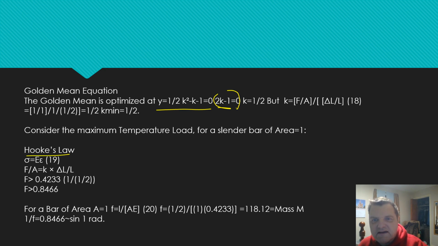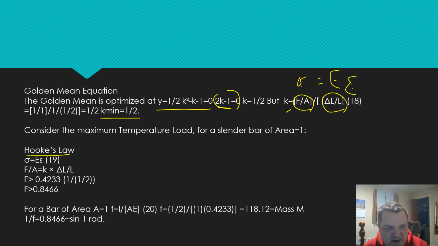sigma equals E. This is the stress, this is the strain, and this is Young's modulus. So this is force over area, which is right there. Strain is delta L over L. So the stiffness E or K, represented by Young's modulus, is equal to F over A divided by delta L over L. K min is equal to 1/2.